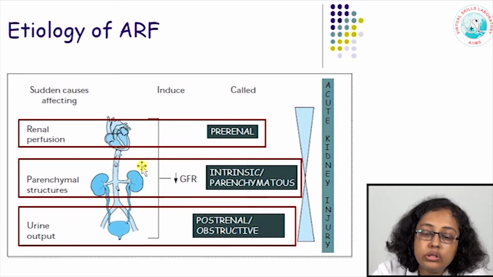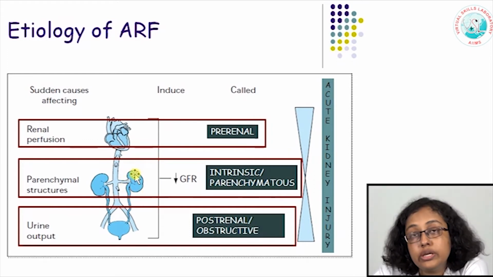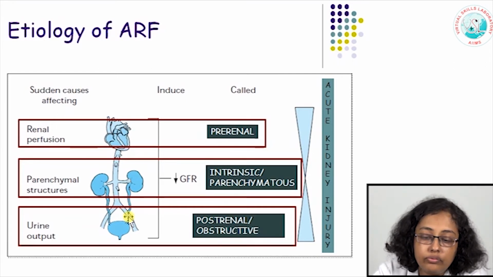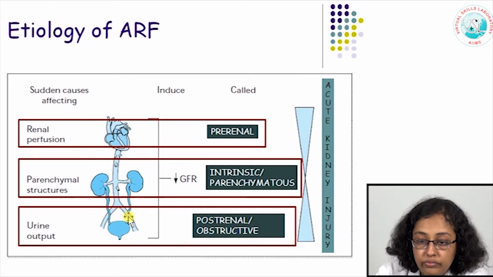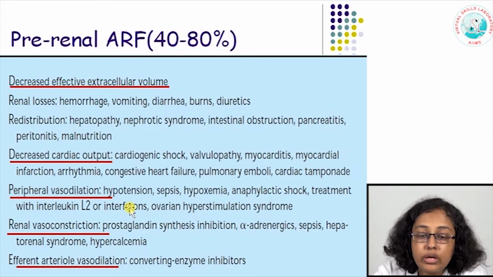There could be actual damage to the various component tissues of the kidney itself, in which case it would be defined as an intrinsic or parenchymatous cause of kidney failure. And then the kidneys may be producing enough urine, but there is a problem with the outflow of urine. There is some blockage at some level in the outflow. That is known as a post-renal or obstructive cause of acute renal failure. Now, the pre-renal acute renal failure accounts for 40 to 80% of the cases seen.